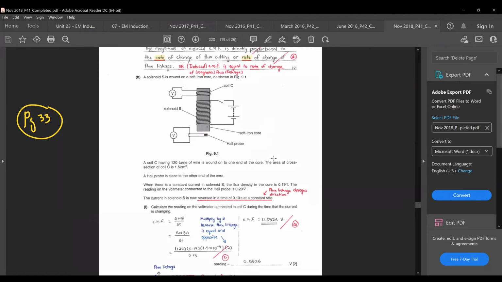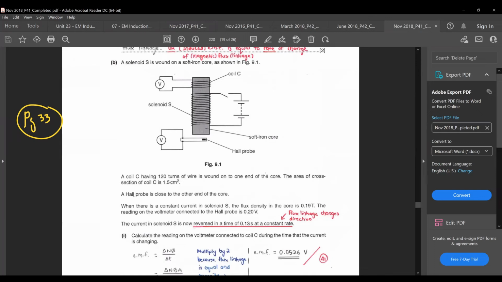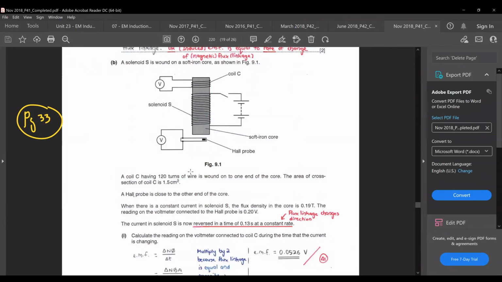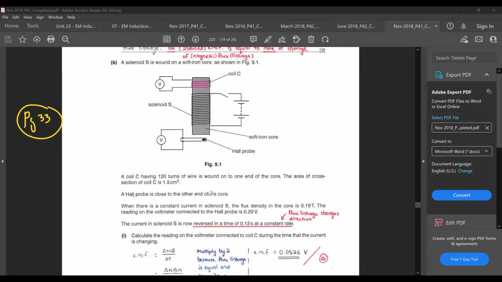A solenoid S is wound on the soft iron core as shown in figure 9.1. A coil C having 120 turns of wire is now wound onto one end of the core. The area of core C is 1.5 centimeters square. Core C is actually this portion here that you're looking at. A Hall probe is placed close to the other end of the core. When there's a constant current in solenoid S, the flux density in the core is 0.15 Tesla. The reading on the voltmeter connected to the Hall probe is 0.20 volts.